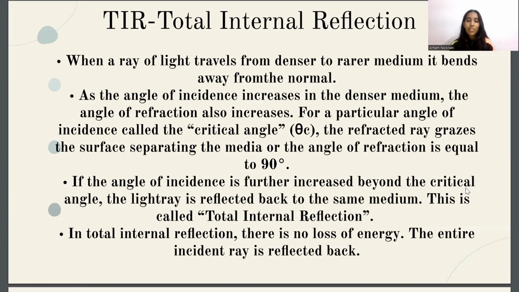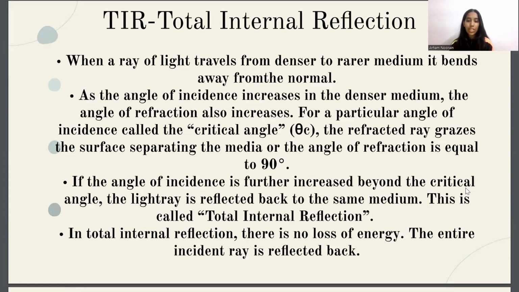Total internal reflection, TIR. When a ray of light travels from a denser medium to a rarer medium and away from the normal, as the angle of incidence increases in the denser medium, the angle of refraction also increases, up to a particular angle theta c. That is called the critical angle. I will be showing you the figure in the next slide. The refracted ray grazes the surface separating the media, and the angle of refraction will be equal to 90 degrees.